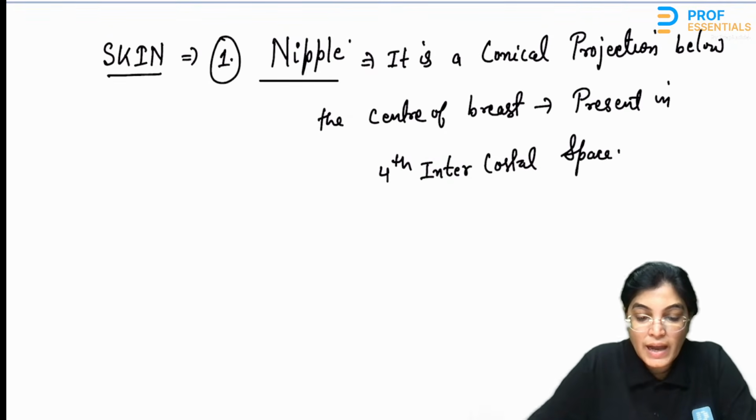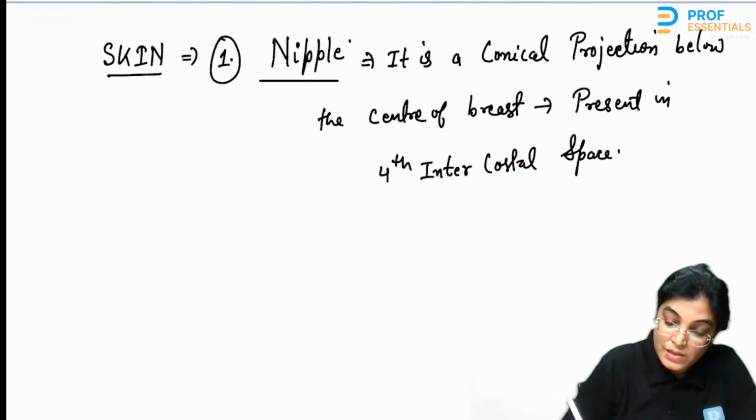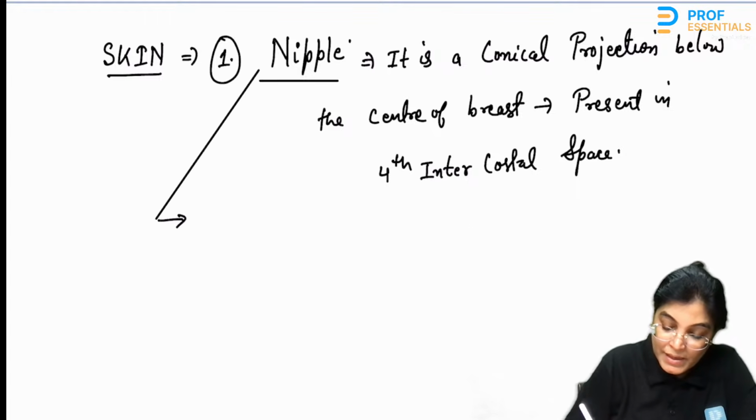Okay. And what is it made of? It is made of smooth muscle fibers. So the nipple part of the mammary gland is made of smooth muscle fibers.